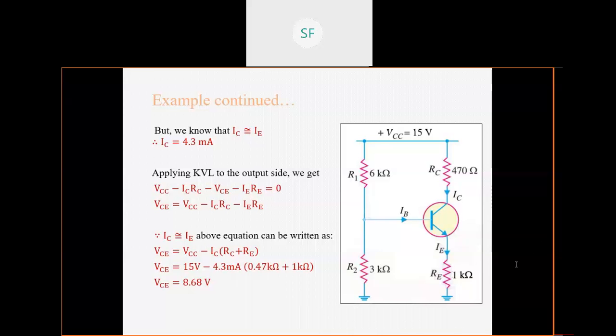Okay, I got some queries. For germanium, 0.5 or 0.3? It is 0.3. So in the earlier session there was one mistake from my side. For germanium it is 0.3, and for silicon it is 0.7.